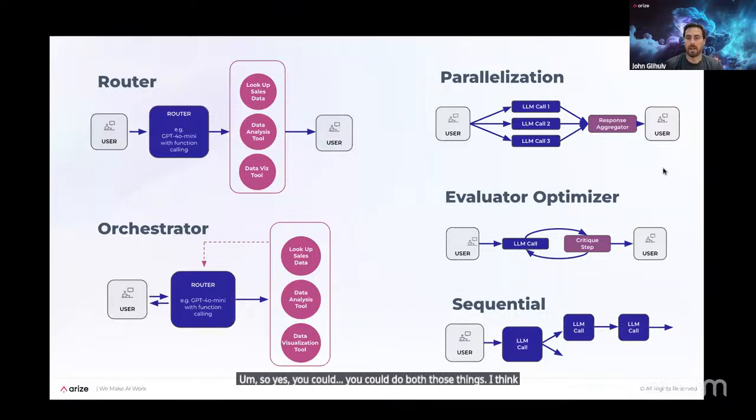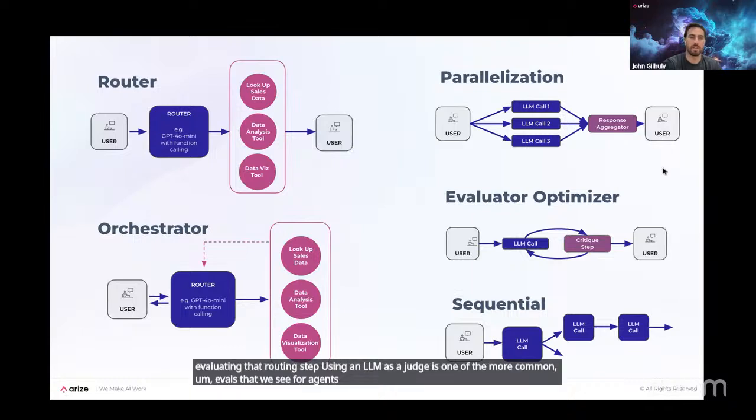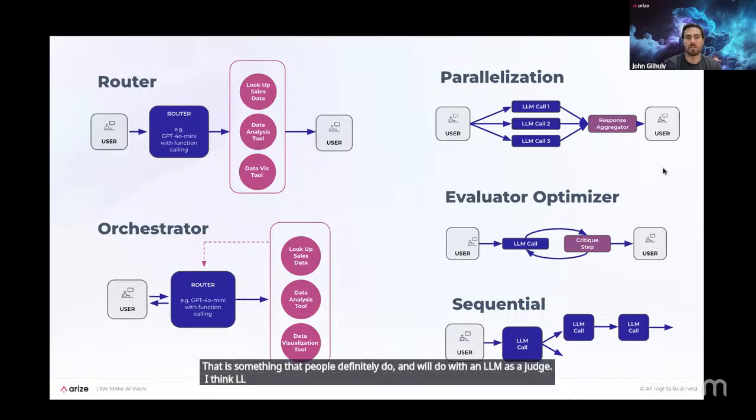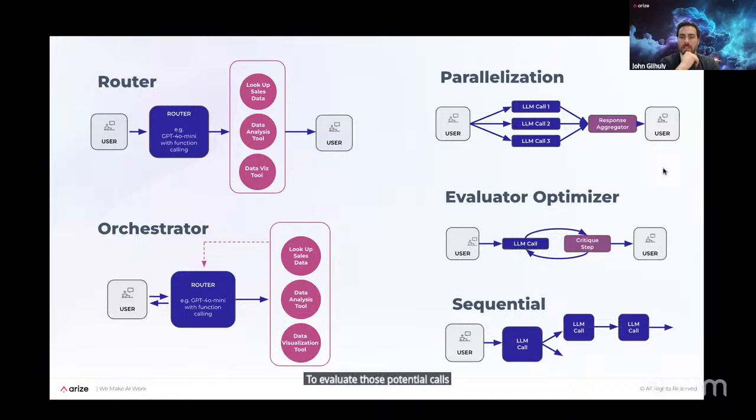I think evaluating that routing step using an LLM as a judge is one of the more common evals that we see for agents. So whether you're doing that after the fact, going back to measure the success rate of that routing step, that is something people definitely do with an LLM as a judge. LLMs as judges can actually do pretty well with those types of tasks because you have a preset list of options across the different tools, and you also have an existing description of when those tools should be used. That gives your judge quite a lot of information to evaluate those potential calls. So we definitely see that being used.